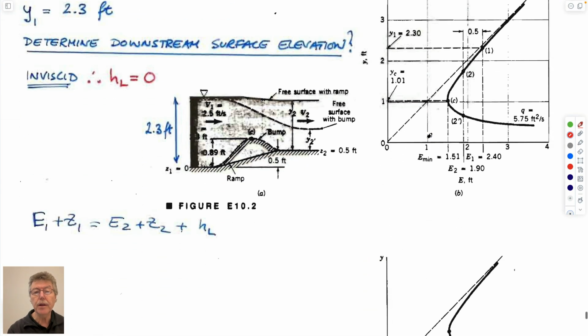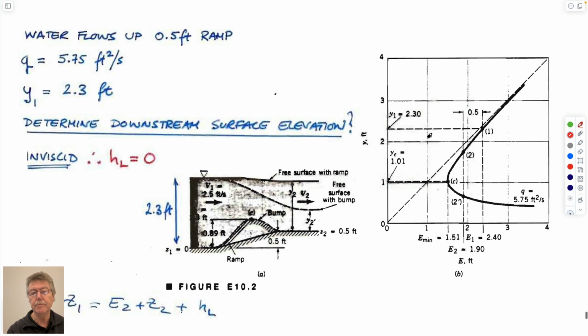So the other game you can play is epitomized by this idea here. And that is, if you have an upstream flow, then you know that height and you know that flow rate or flow velocity. How do you predict what's going to happen downstream if you have either a ramp or a bump in the flow?